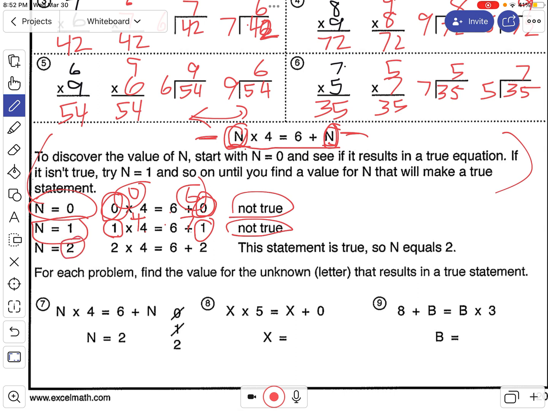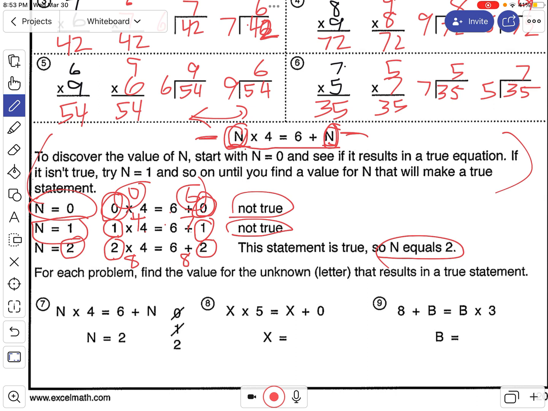Let's try 2 for n. So we put 2 at the beginning and 2 at the end, replacing those two n's. And 2 times 4 is equal to 8. 6 plus 2 is equal to 8. We got it! 8 is equal to 8. And so when you plug a 2 in for n, you end up with both sides equaling 8. So therefore, n equals 2. N is equal to 2.